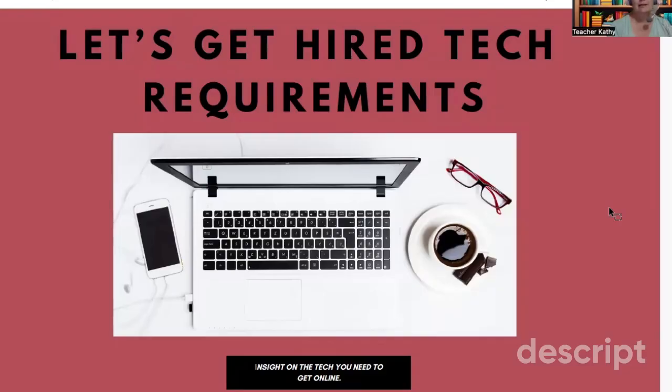But today we're going to be looking at what are the tech requirements that we are needing. Okay, so let's look at the get hired tech requirements. This is what I have put together just as the things that I needed when I got started teaching. So hopefully this can help you a little bit as well.